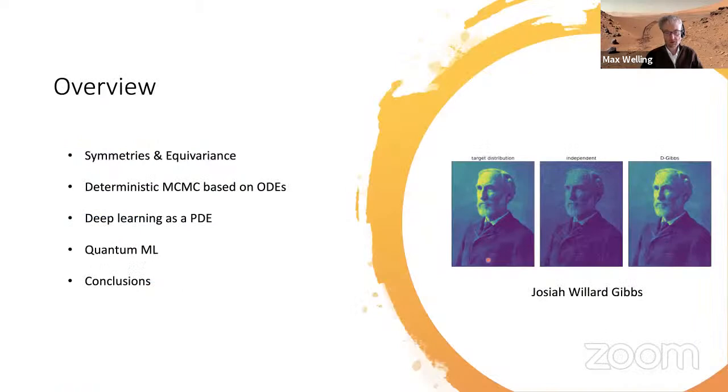So the overview of the talk is we'll first give a little bit of an introduction in symmetries and equivariance. Then there is a section on graph neural nets, equivariant graph neural nets. Then there is a section on MCMC written as an ODE, and actually these are deterministic MCMC algorithms. I'll talk about deep learning as a partial differential equation.